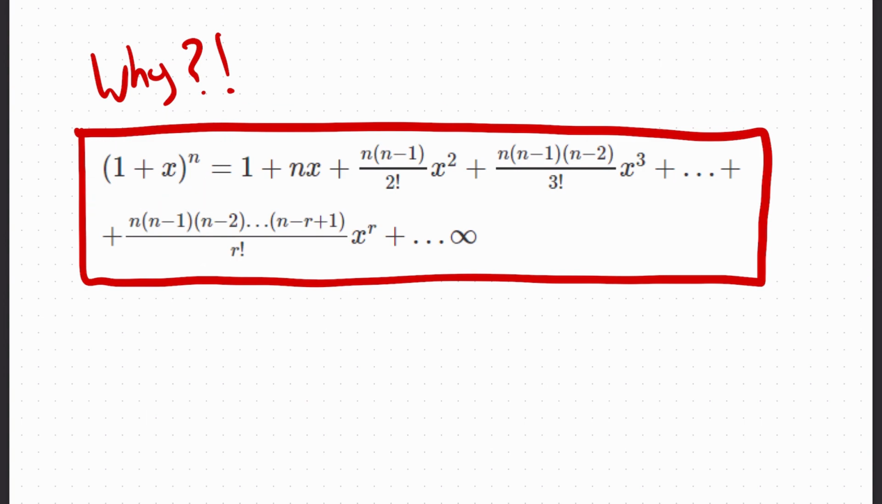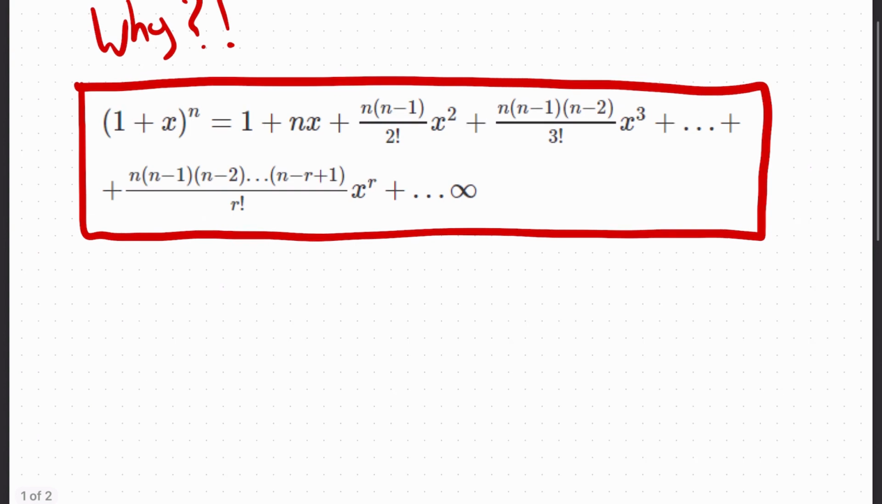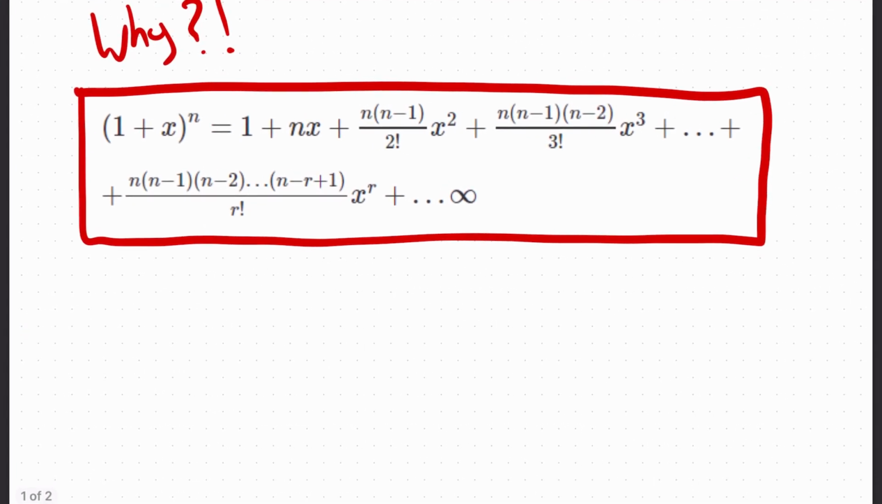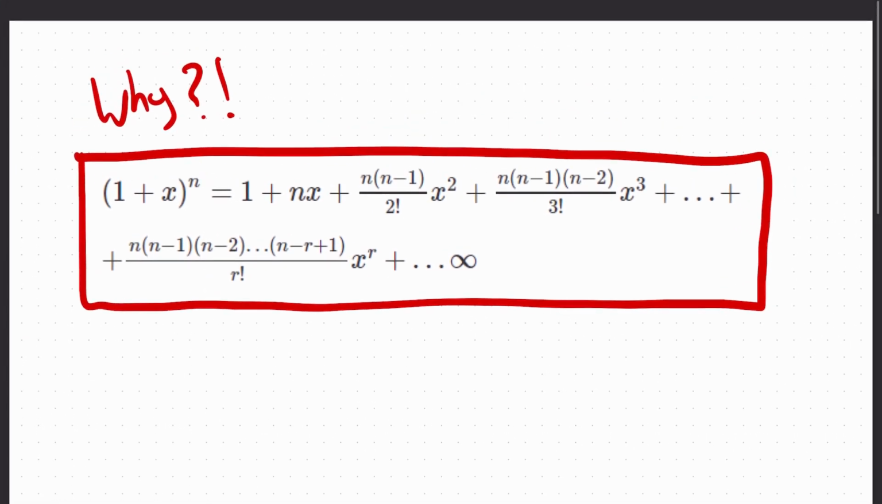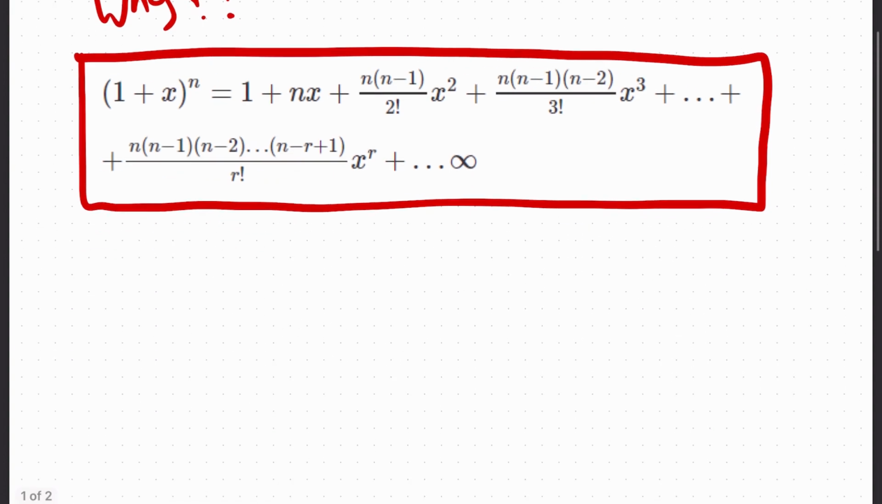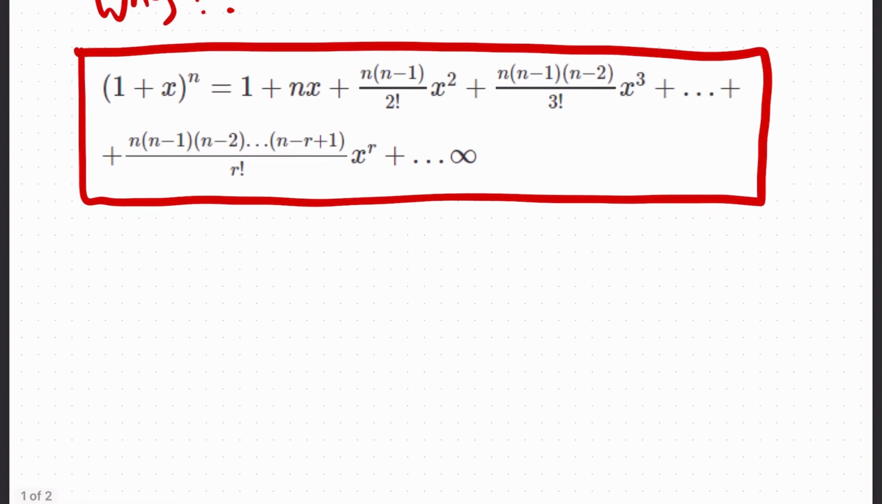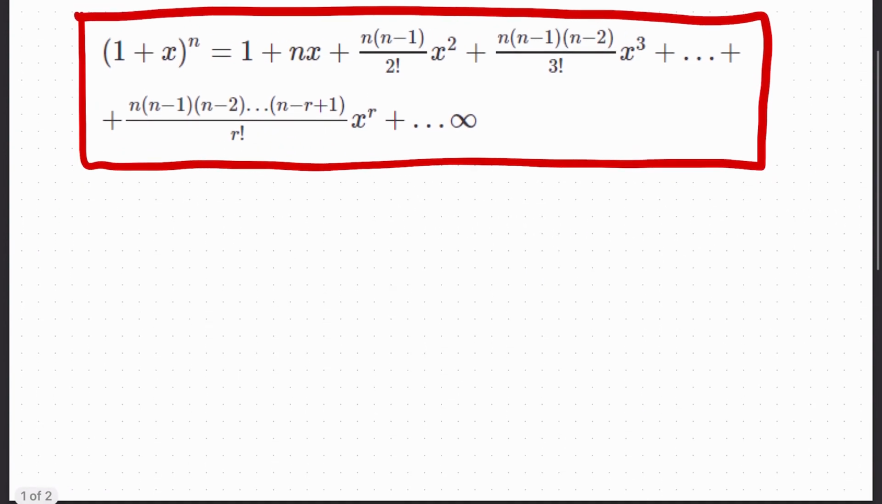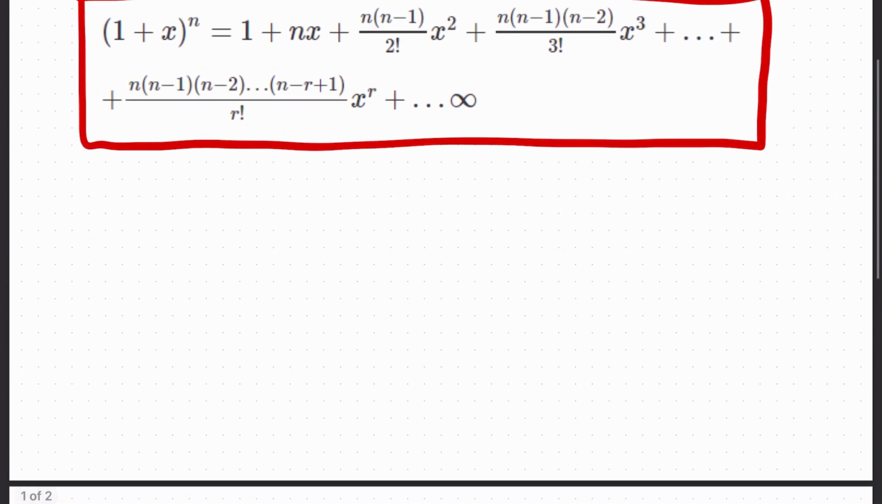So I'm just going to be talking about why this works and trying to sort of prove it, but not really prove it because we're not going to be rigorous or anything. But the first thing I need to talk about is a Taylor series, because that's basically the entire proof of this formula. A Taylor series is what allows you to map any function.